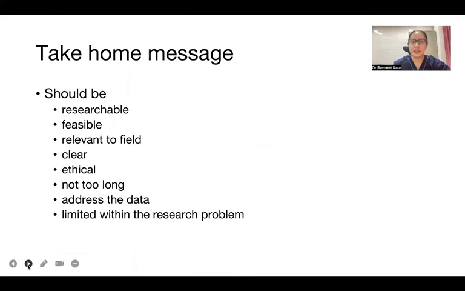To sum up this session, your research question should be researchable, it should be feasible, relevant to the field, clearly stated, have ethical considerations for the subject, should not be too long, should address the data, and should be limited within the research problem.